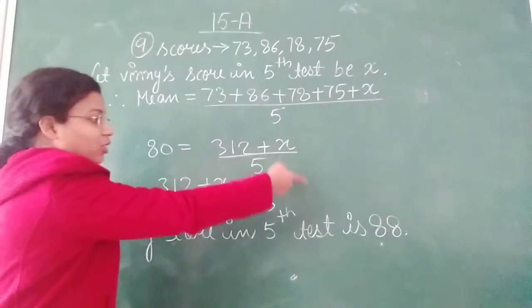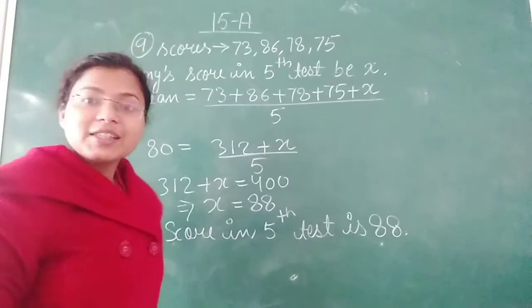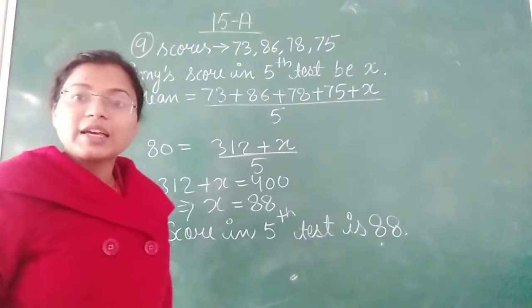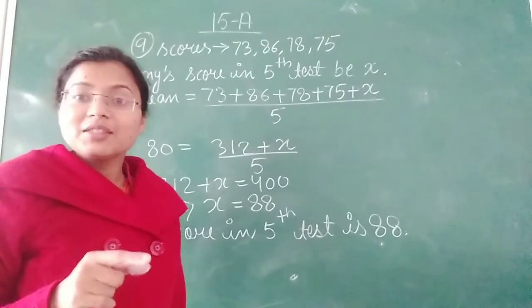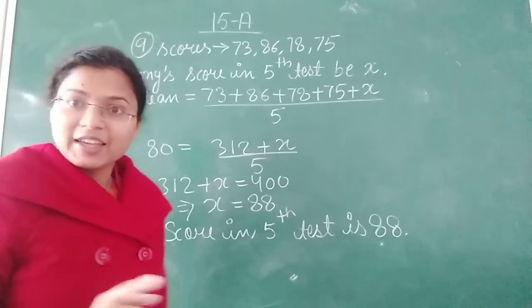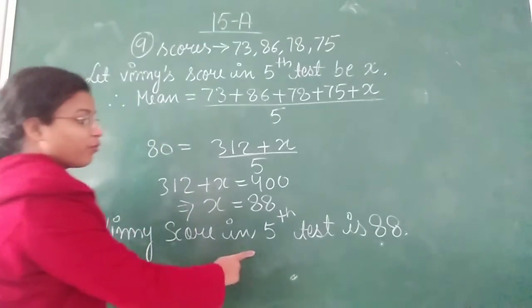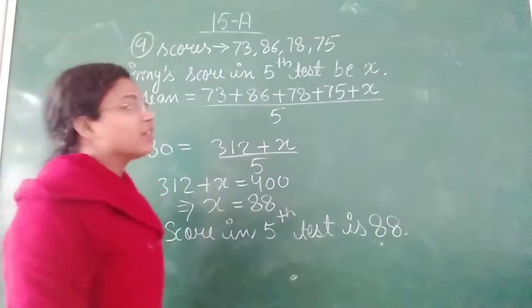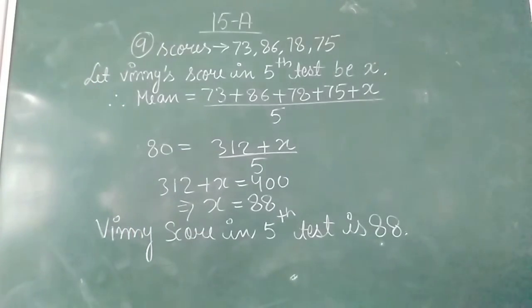This will give you 400, and the other side stays as it is. From here we transfer 312 to the right hand side and we get the value of x as 88. Vinny's score in the 5th test is 88, and this is your solution.